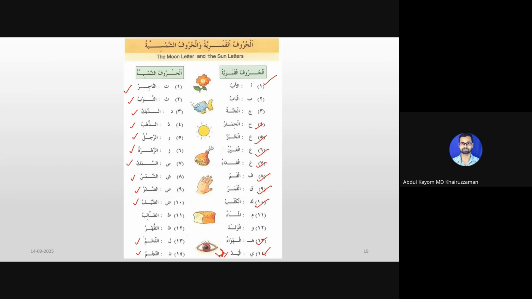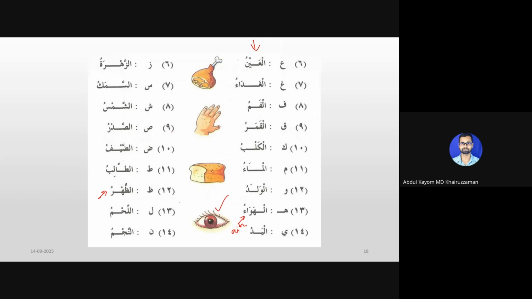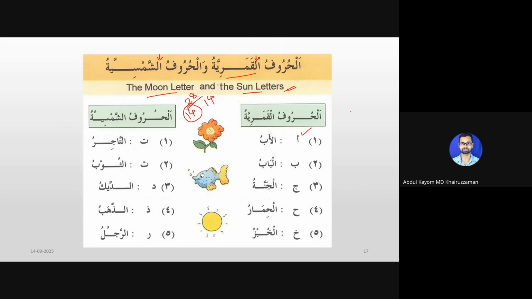Okay, so we have learned how to read al-huruf al-qamariyya wal-huruf al-shamsiyya. The main thing is that al-huruf al-qamariyya means the lam will be read. Our first concern is you have to see there is nothing on the lam. In huruf al-qamariyya, above the lam you'll see sukun. All of them you'll see sukun.